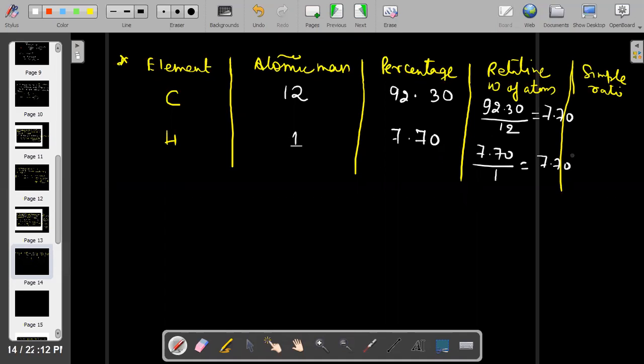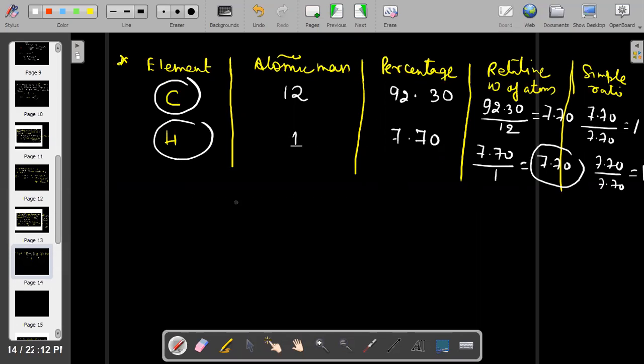Now among them, which one is the smallest? Both are the same, so divide by it. 7.70 divided by 7.70. So how many times is carbon present? One time. How many times is hydrogen present? One time. So the empirical formula in this case is carbon one time, hydrogen one time. Now in this question, listen carefully. Got it? You all got it?